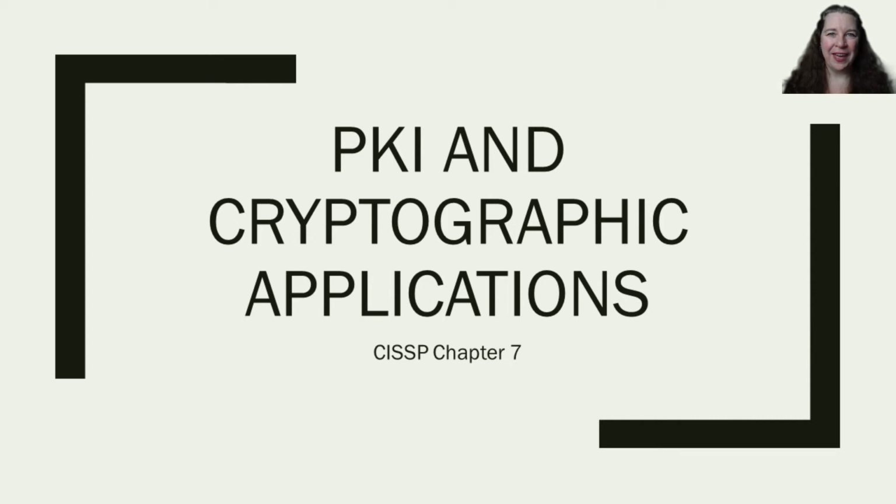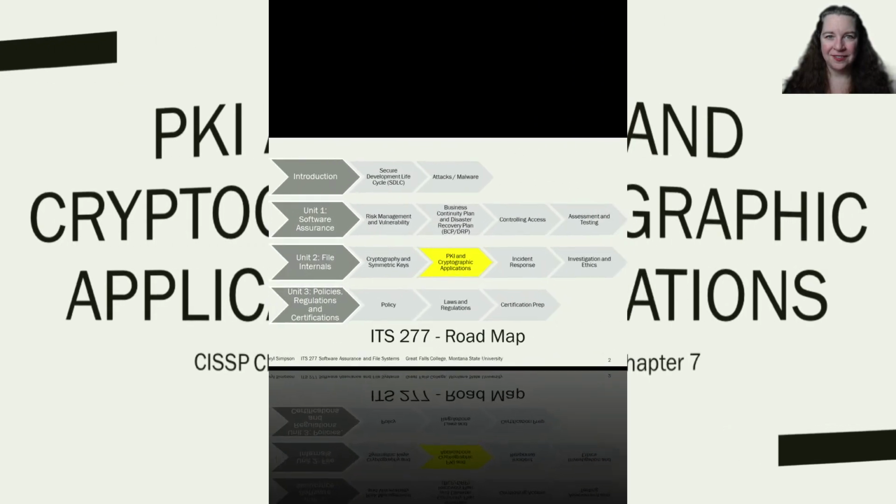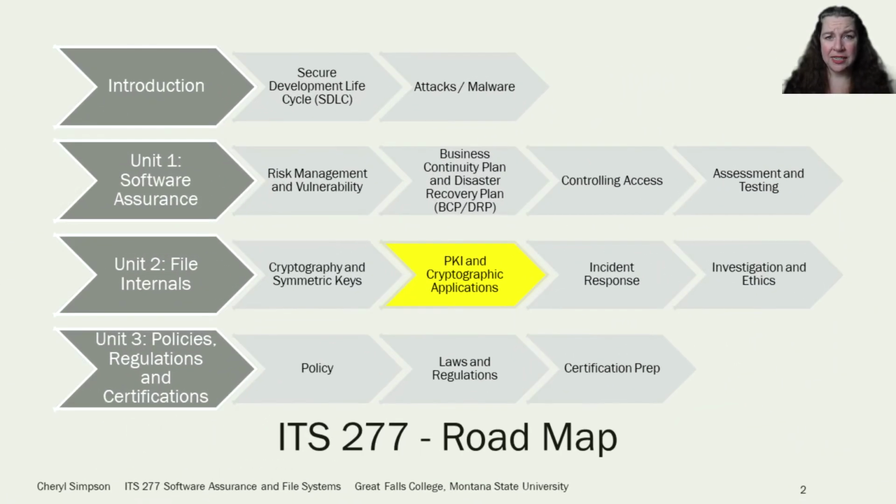Hi, and welcome back. In this chapter, we're going to be covering Chapter 7 from the CISSP study guide on public key infrastructure, PKI, including asymmetric cryptography and cryptographic applications. If you're following along in our study guide with our lessons, we are in Unit 2, covering cryptography, and we will finish out Unit 2 with incident response and investigation.